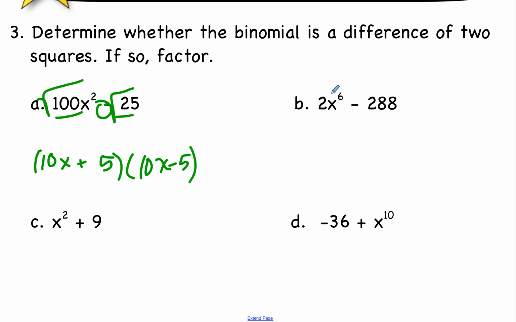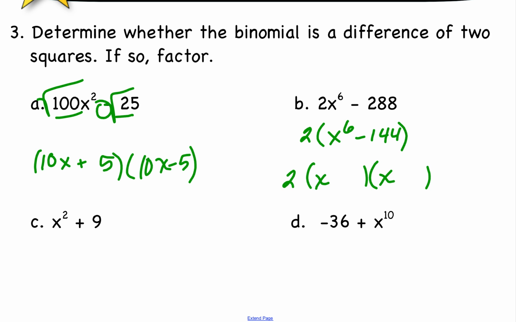Now letter B, 2 is not a perfect square, but we could factor out a 2 because it's a common factor, and we would be left with x to the 6th minus 144. Remember, we're dividing by 2 to figure out what's left. Now both of these are perfect squares, so now it will actually factor as a difference of two squares.